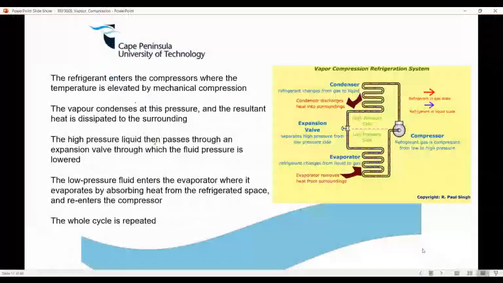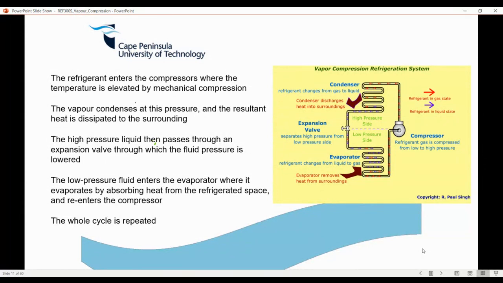Obviously, you'll see the slides now, right? So it enters as a gas. What happens? The compression raises the pressure and the temperature of the refrigerant, and from there it goes into the condenser, right? In the condenser, the gas now condenses back into liquid form, and it basically releases heat to the surroundings, right? We'll talk about what's happening there.